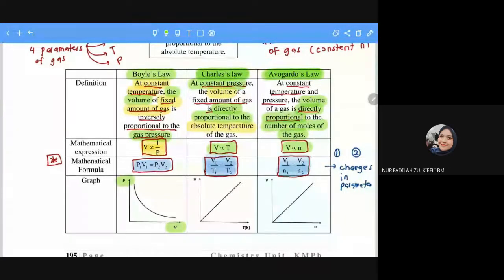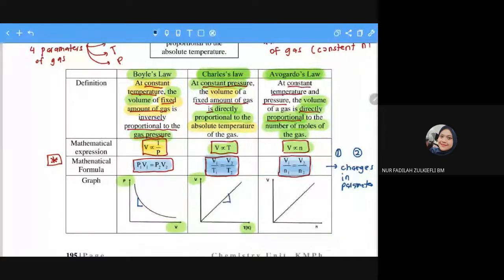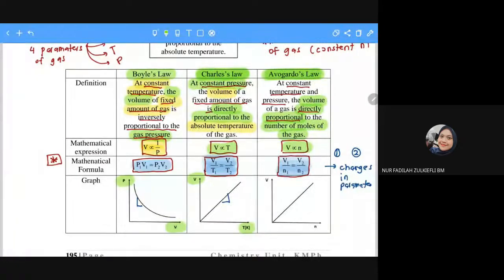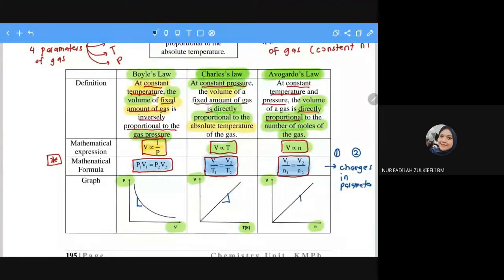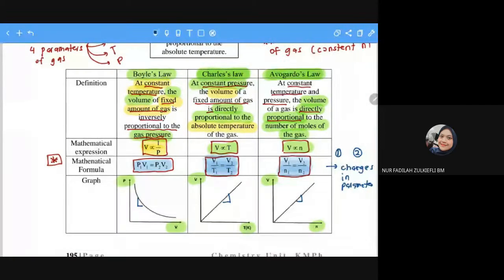Okay, tapi kalau untuk Charles law, the volume is directly proportional to temperature. That's why you got straight line, with positive slope. Okay, yang ni inversely proportional, ini negative slope. Ini positive slope. Okay, sama juga dengan Avogadro law, because you know volume is directly proportional to number of mole of gas. So volume dengan N, that's why you dapat straight line with a positive slope. Positive gradient. Boleh kelas?